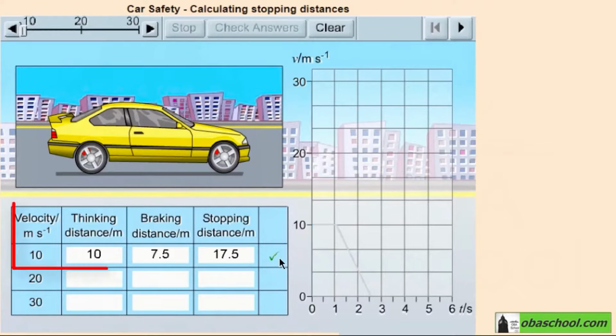Now let's check the answers. Check your answers to see if you have entered the right values in the correct places in the table.